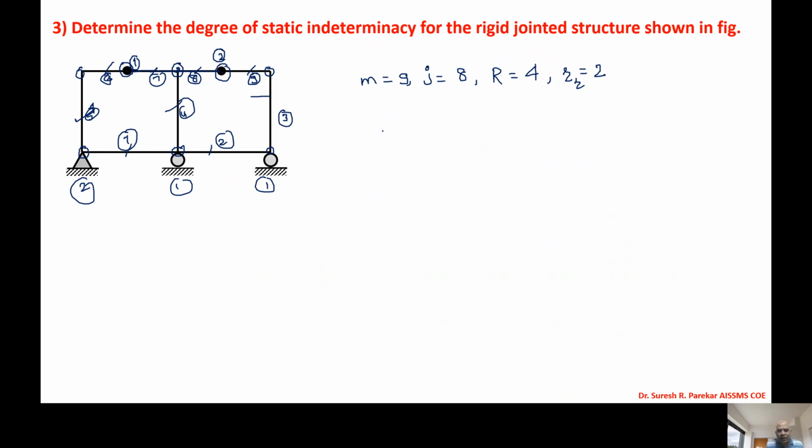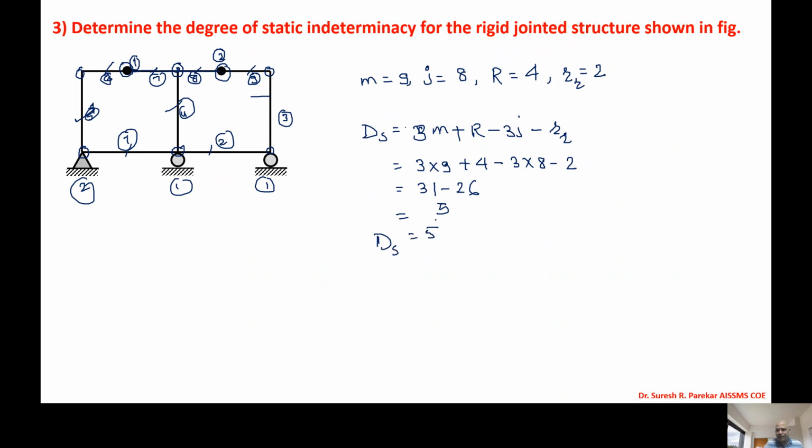And then we will write the equation DS equal to 3m plus r minus 3j minus rr. And then we will get 3 into 9 plus 4 minus 3 into 8 minus 2. So we have 27 plus 4, 31, minus 24 plus 2, 26. So the answer we have is 5. So DS equal to 5.